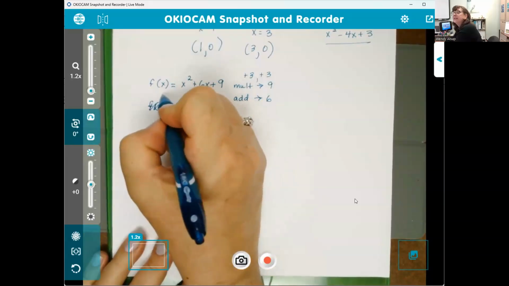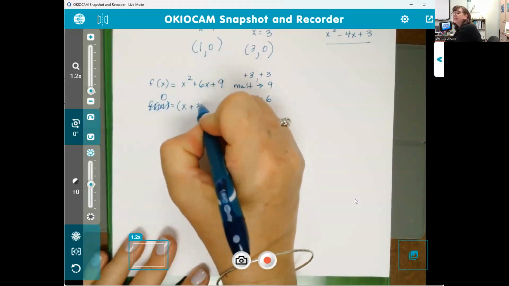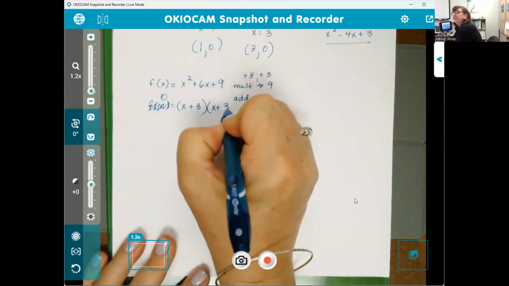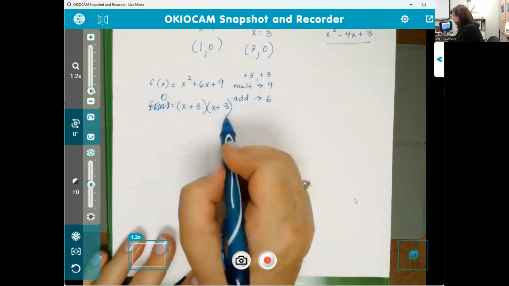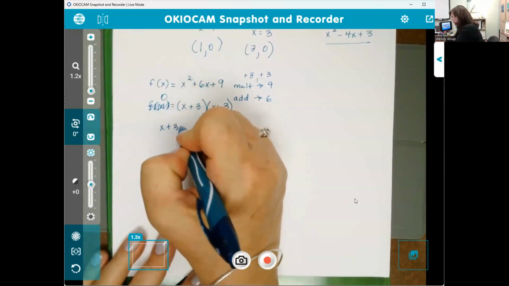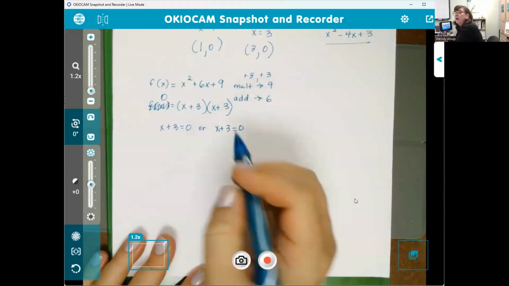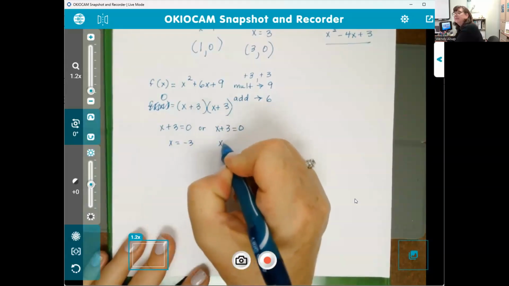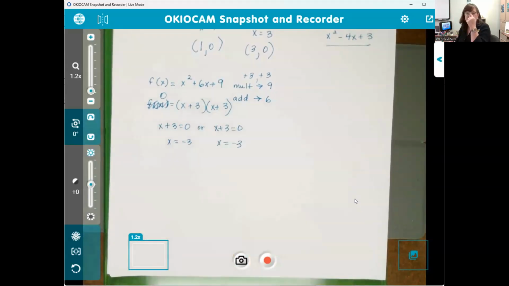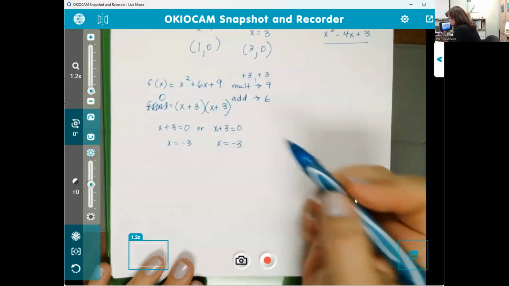So our f of x equals x plus 3 times x plus 3. We're solving it, right? So I need to let that f of x equal 0. So 0 equals x plus 3 times x plus 3. Zero product property says if you multiply two things and you get 0, one of them has to equal 0. So either x plus 3 equals 0 or x plus 3 equals 0. All right, subtract 3 from both sides, either x equals negative 3 or x equals negative 3, which sounds redundant, right? And it is redundant. I got the same solution, but the same solution occurred twice, and there's actually meaning to that.